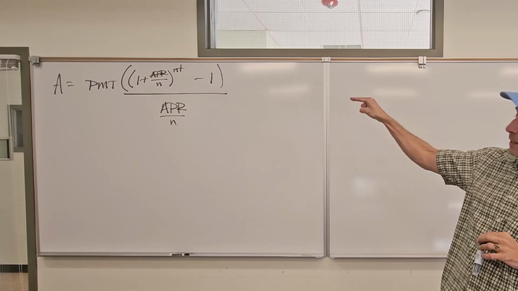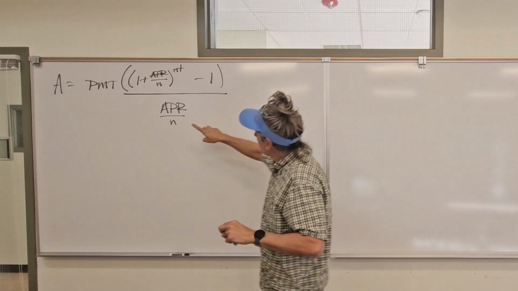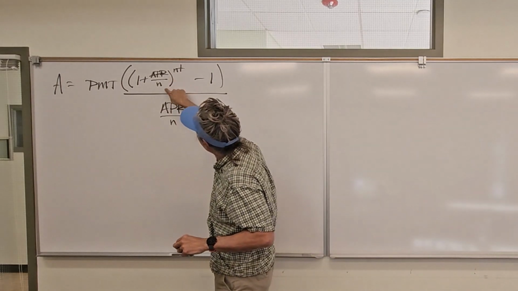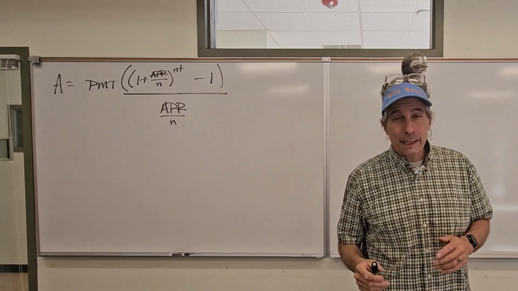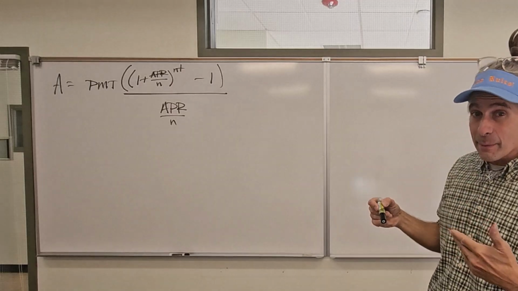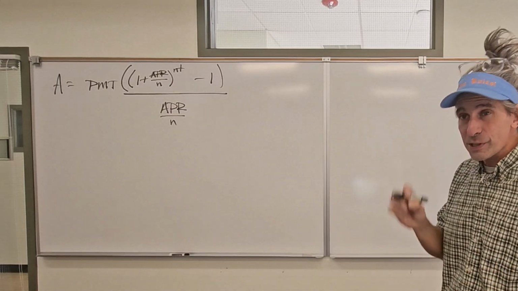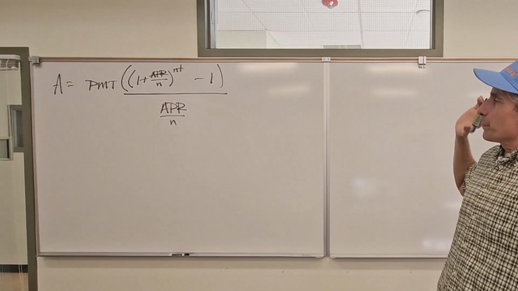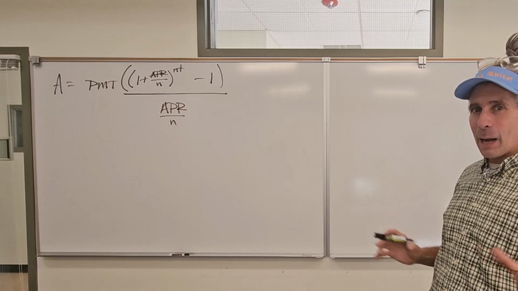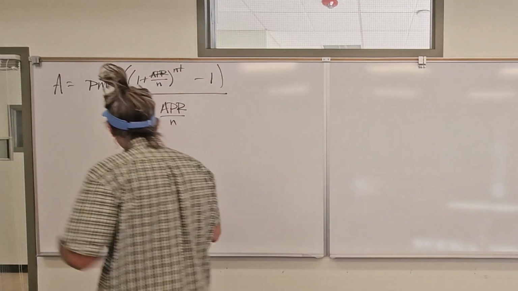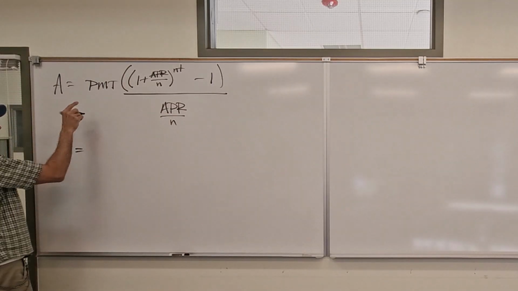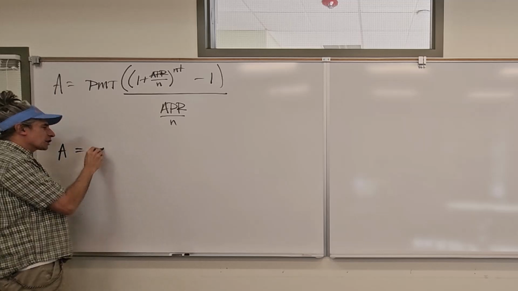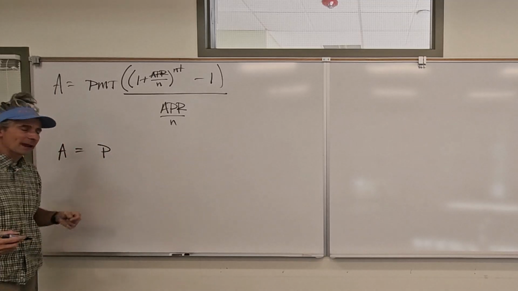This formula is set up in such a way that you could have any number of compounds per year. That's what N stands for. You take whatever the APR is and divide it by the number of compounds, and that is the actual percentage applied every period. To make the math easy, I'm going to simplify this. I'm still going to call the amount of the account A, and rather than PMT, I'm just going to call the payment P.